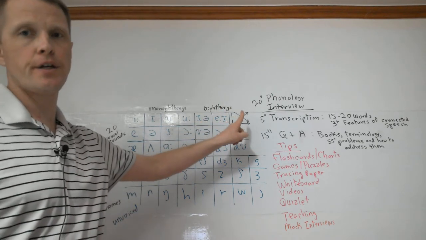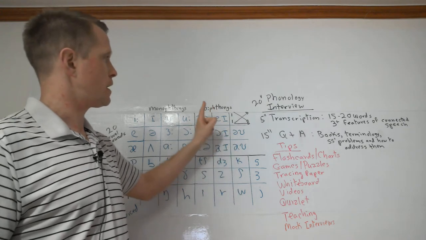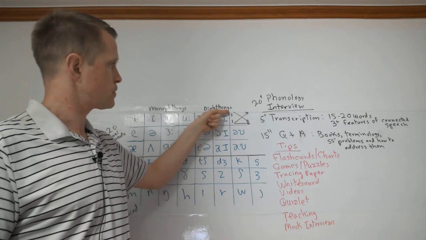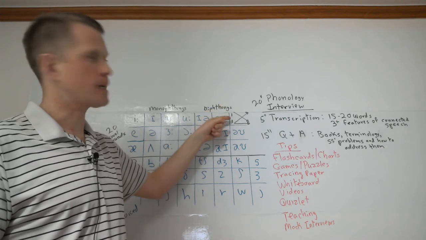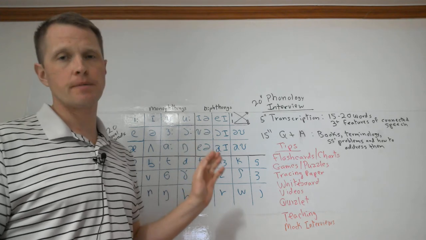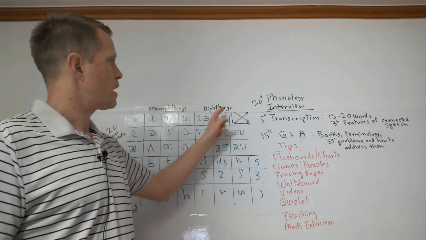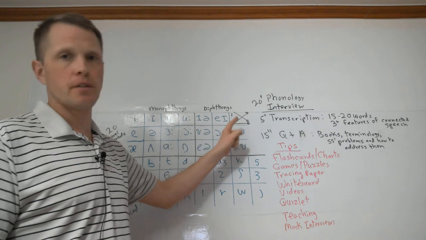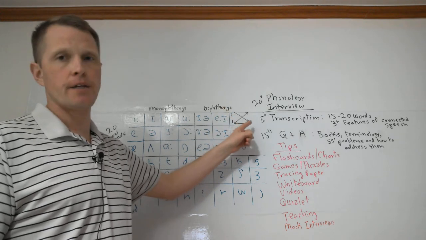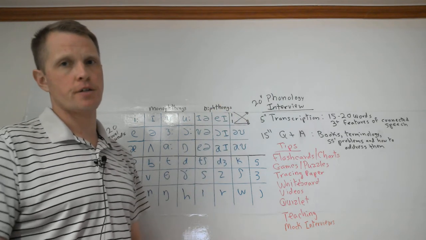This little box here is there to show you stress. These are stress marks, primary and secondary, which are used when you're transcribing, okay? And then these show the possible intonations, falling, rising, and flat, and combinations thereof.